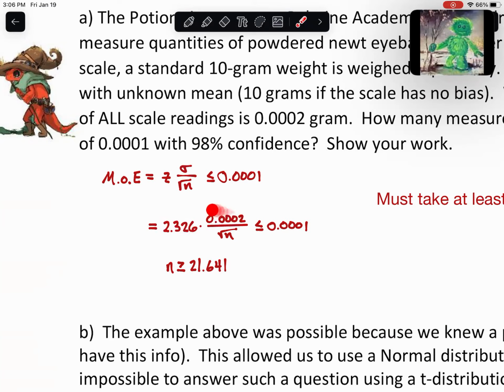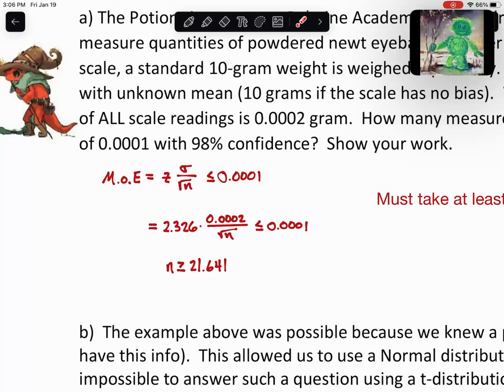Population standard deviation is given in the prompt. Square root of n, we need to solve for n. Test yourself on the algebra here. We're setting this margin of error less than or equal to 0.0001. You're going to divide 2.326 over. Maybe you're going to multiply the radical n over.